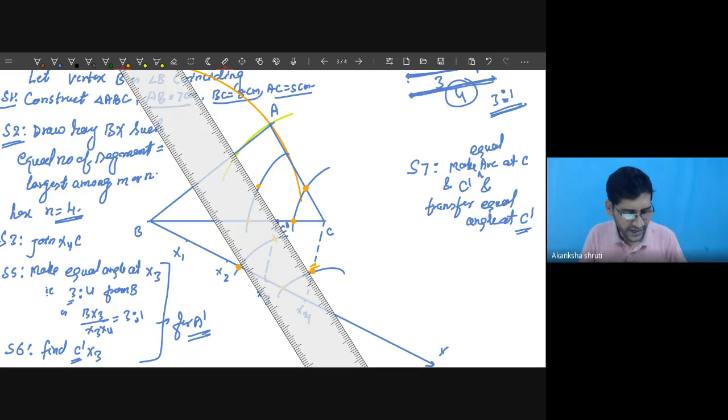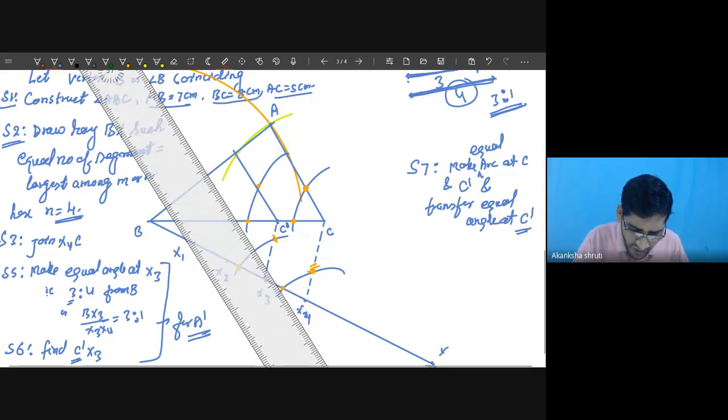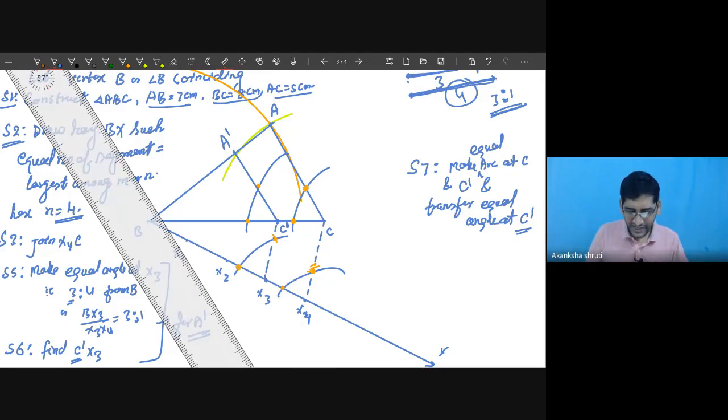Then you will observe that the new line that will be drawn will be the parallel to CA. So draw it. So this way we are observing that this is the point A dash. Get it? So this way the triangle.